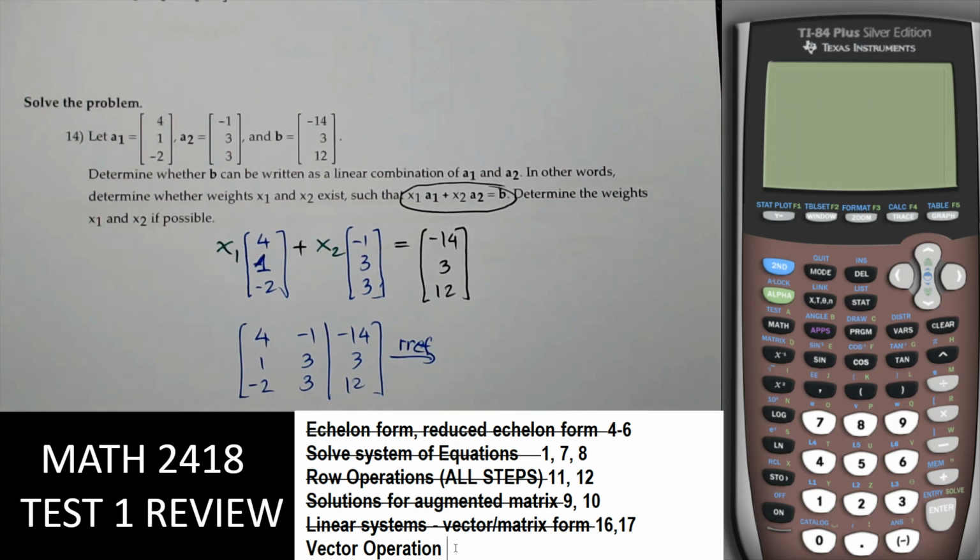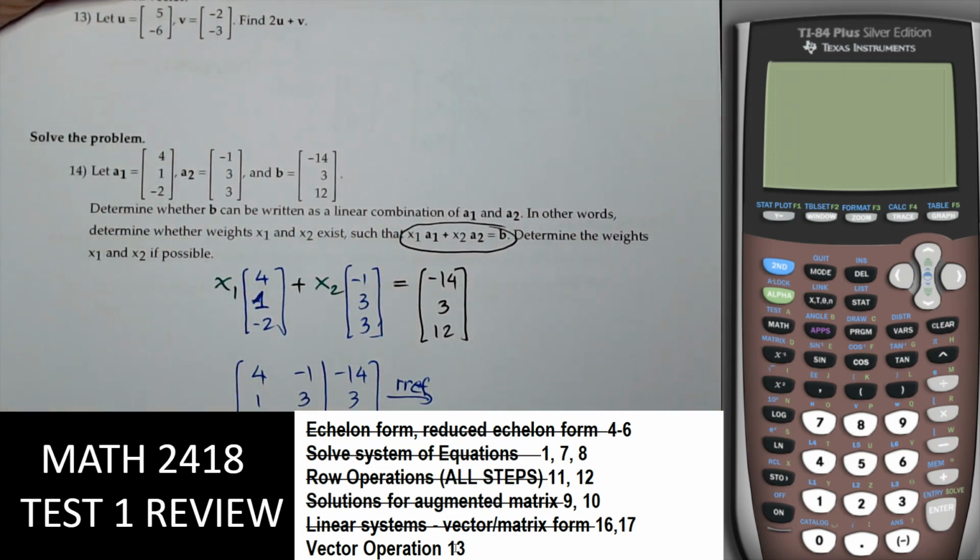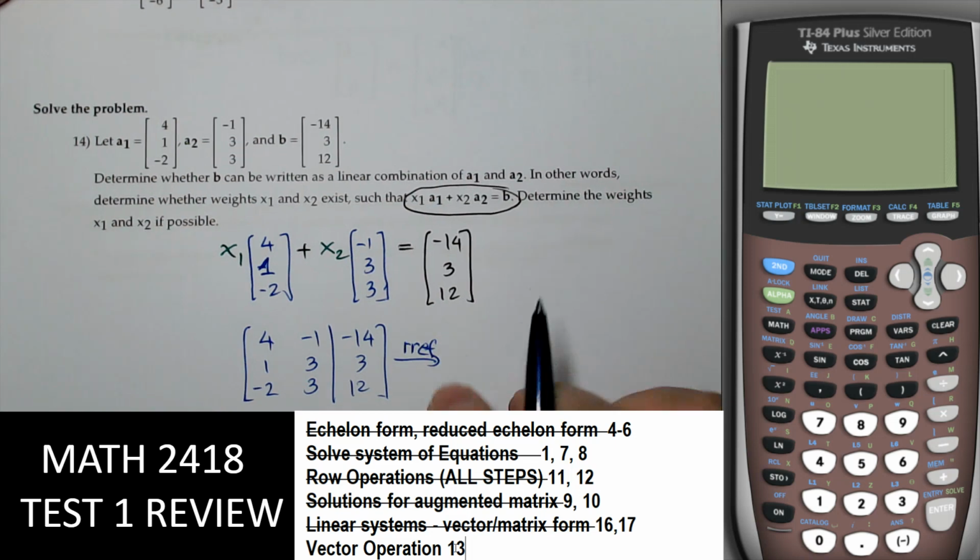Right. Next we go to vector operation. That is like number 13, usually straightforward. We just do it by hand. Right. I'll let you finish that problem.